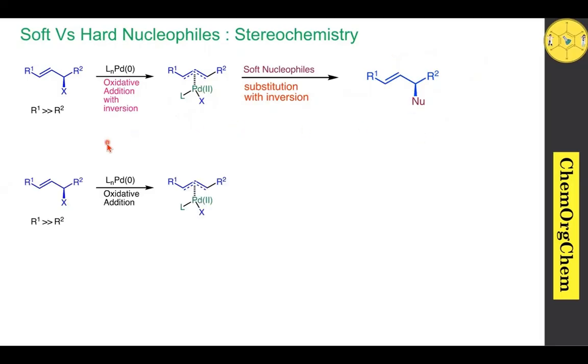When we use a hard nucleophile, the mechanism is slightly different. The initial step is just similar to our previous case. Palladium(0) interacts with this allylic compound, which generates the corresponding pi-allyl palladium complex with inversion. When we use hard nucleophiles, they readily undergo transmetalation with the palladium center. This transmetalation takes place from the bottom face, followed by reductive elimination, which generates this allylic substitution product with the respective stereochemistry.